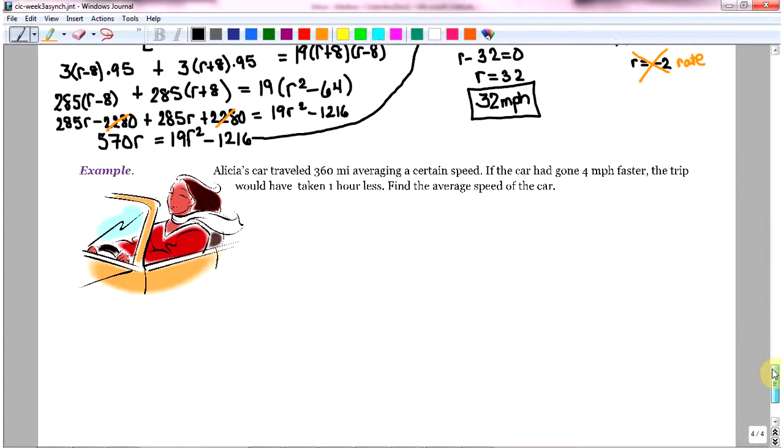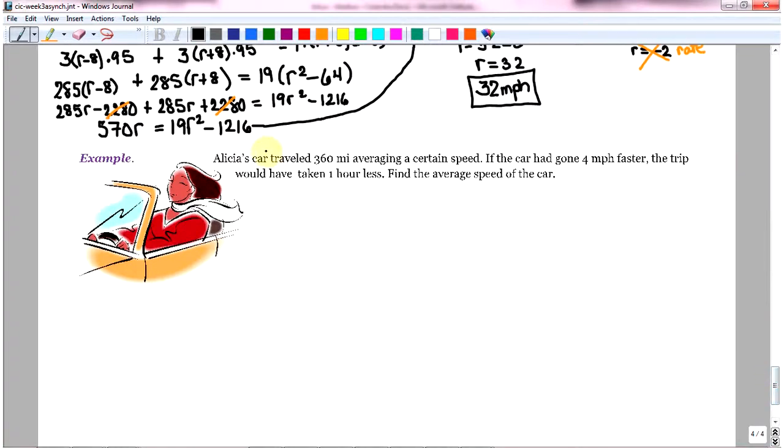Okay, let's go on to our last example. Alicia's car traveled 360 miles, averaging a certain speed. If the car had gone 4 miles per hour faster, the trip would have taken 1 hour less. Find the average speed of the car.